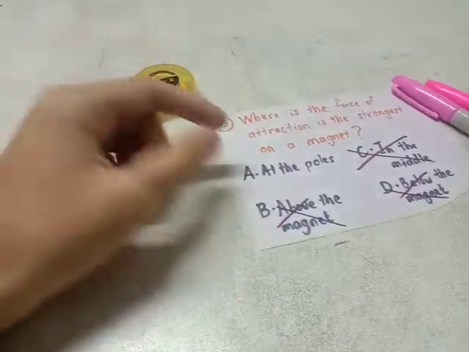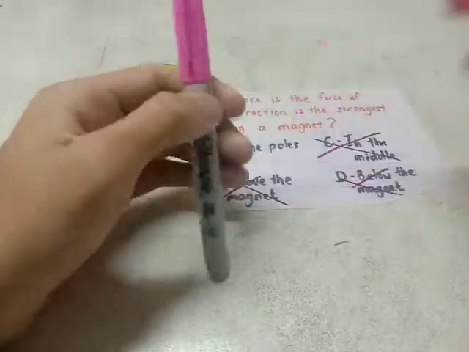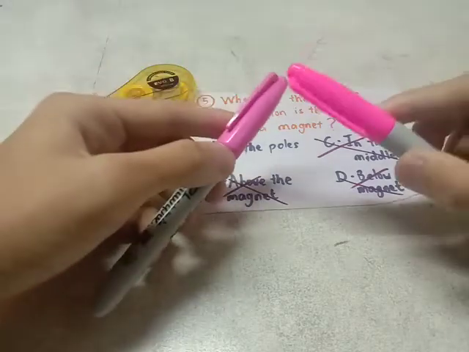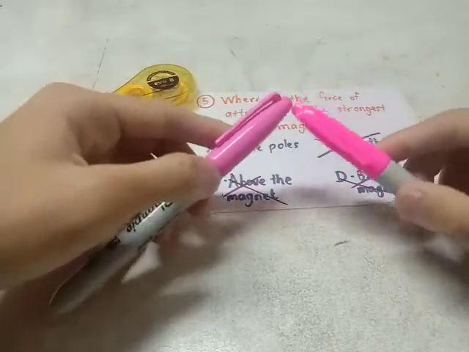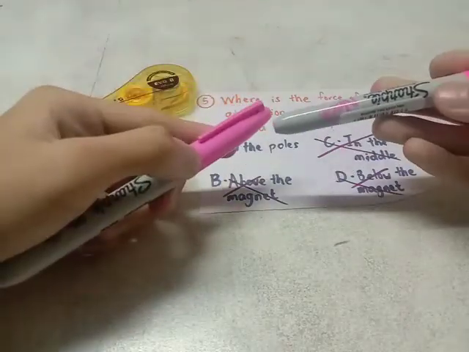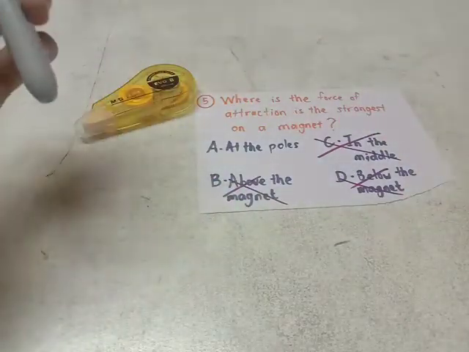So the final option is at the poles. Now why is that? At the very end of the poles is where the force of attraction is the strongest. If you put tip to tip, it will repel on the same poles and it will attract on the opposite poles.